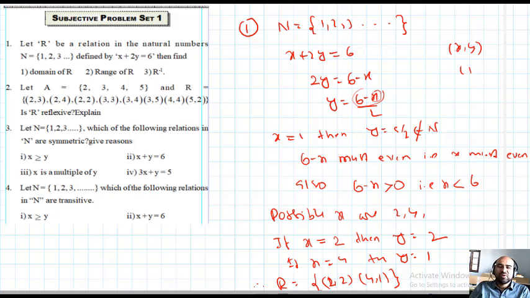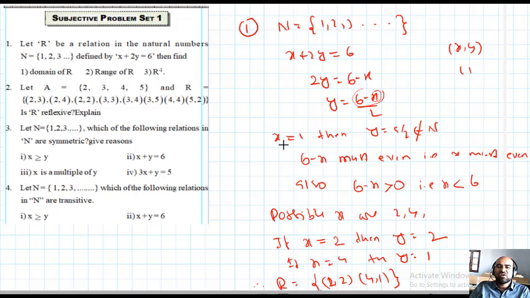Okay, Nana. So x should be natural, y should be natural. First of all, y natural means 6 minus x is a multiple of 2. First thing. After that, y is a natural number means 6 minus x should not be negative. If x value is greater than 6, 6 minus x becomes negative only, no? 6 minus 8, 6 minus 10.